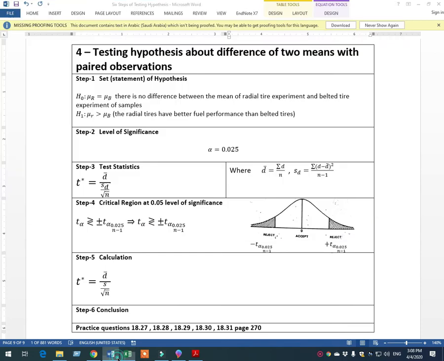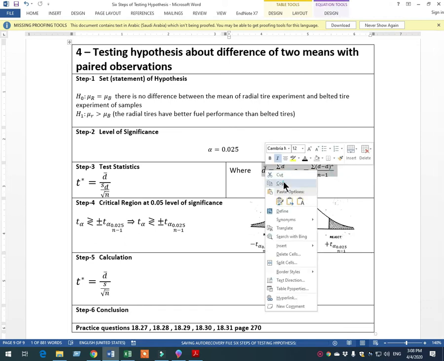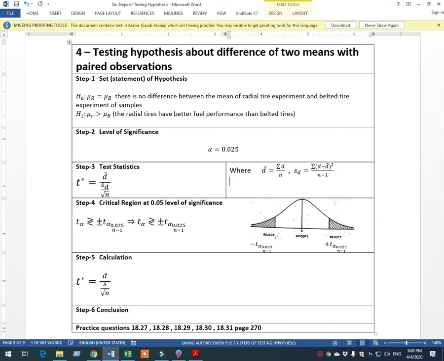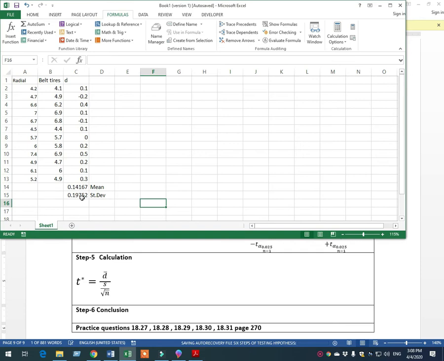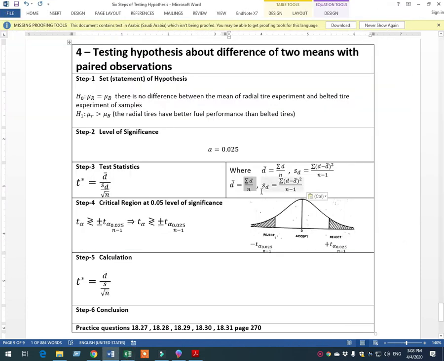Now I have to look back at my question. So we have calculated the mean. Instead of eliminating anything, I would rather add something here just to help you. The mean was 0.142, if I'm going to round off my values.